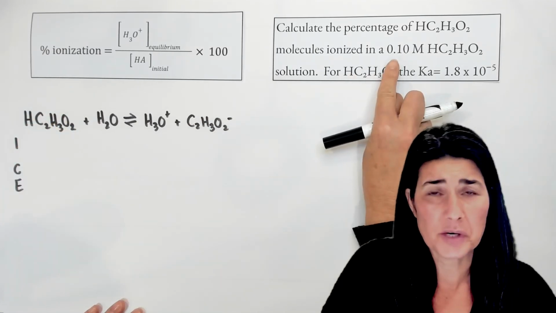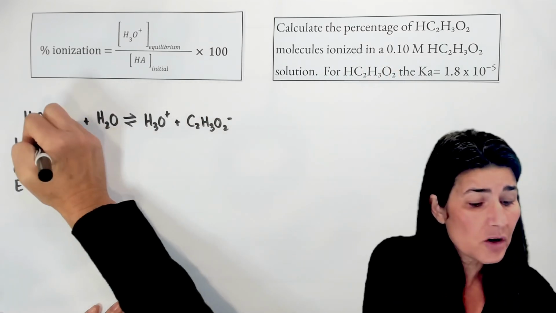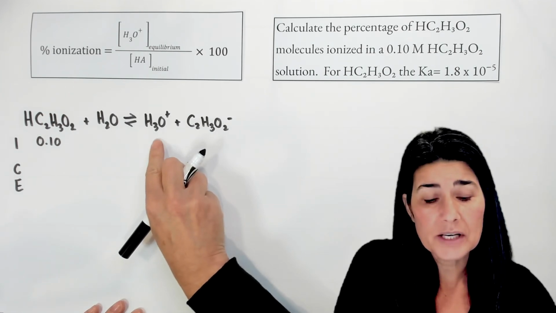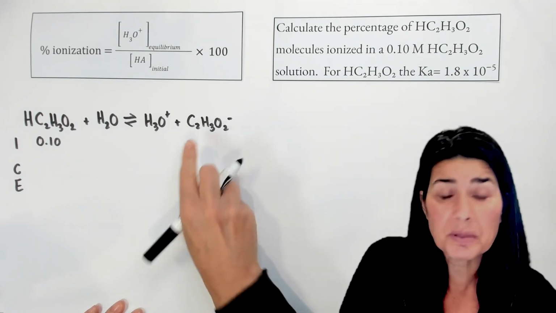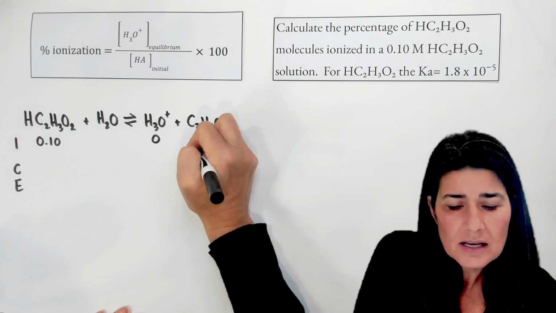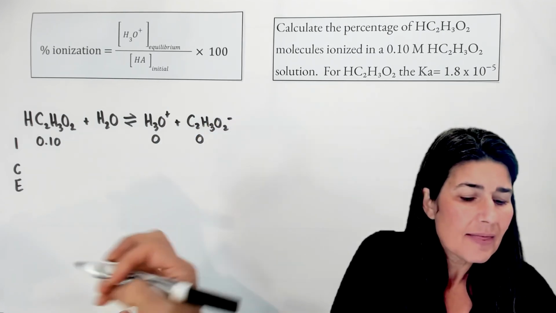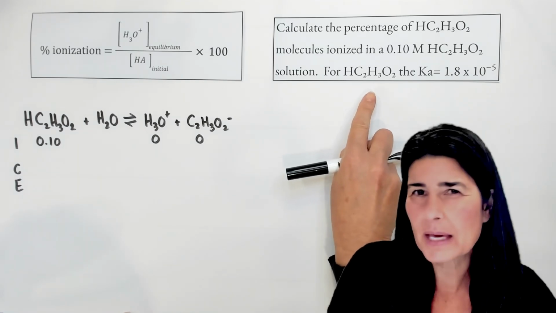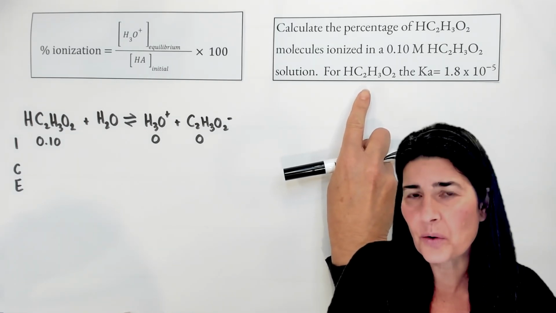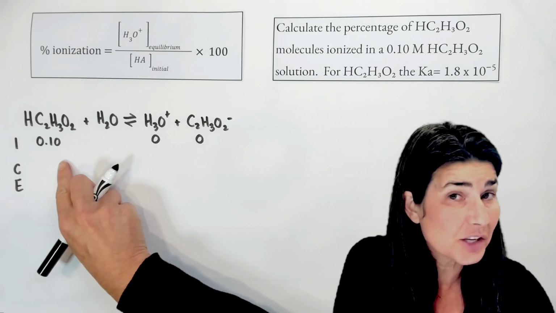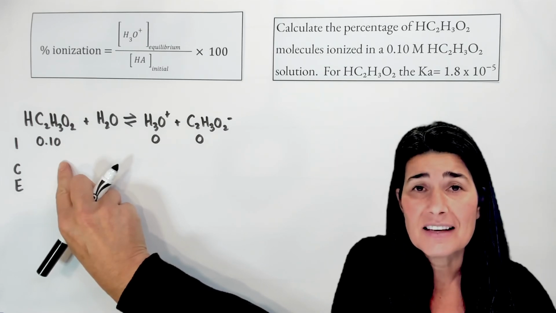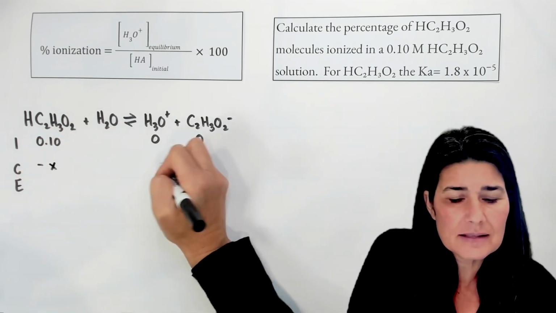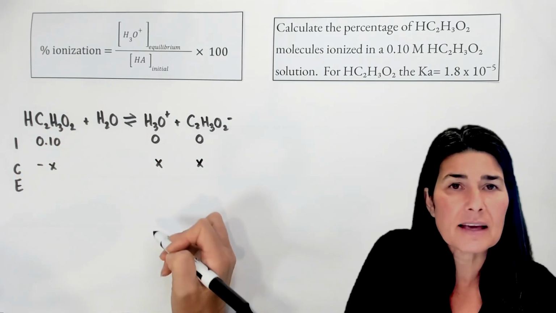The original concentration of my acid is 0.10 molar. Before dissociation, we don't have a lot of H3O plus or acetate in solution, so we're going to call those 0. Then we're going to take away a small bit of this. How much? Well, it doesn't give me a percent ionization. I don't know how much to take away. I know it's not 100% because it's not a strong acid. So all I'm going to do is take away a little, minus X, plus X, plus X.